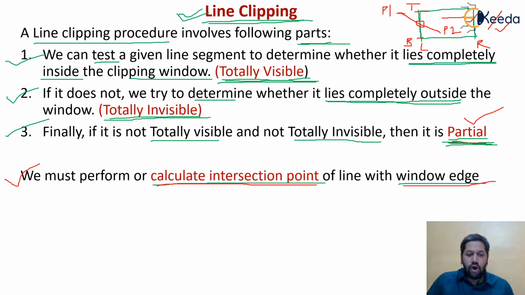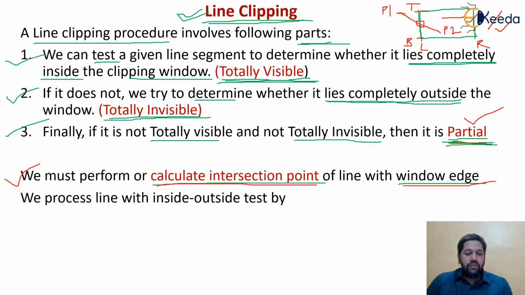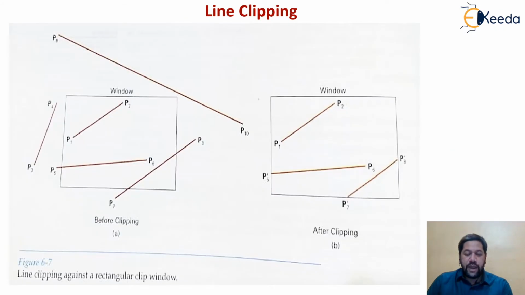We must calculate the intersection point of the line with the window edge. We process the line with an inside-outside test by checking the endpoints of the line. Okay, so now I must move to the example.